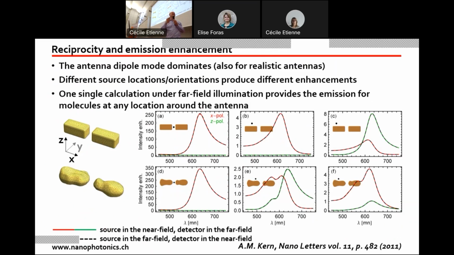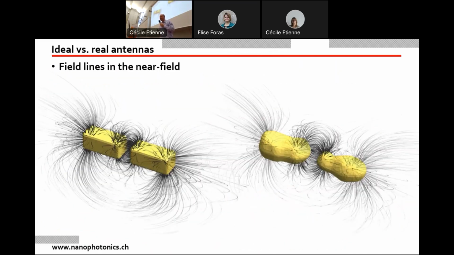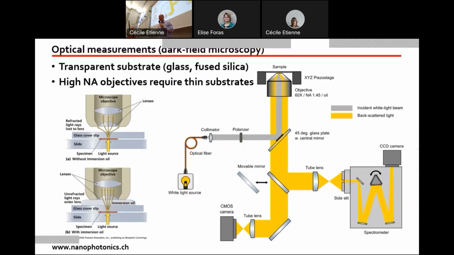So that's another way of checking that your calculation is correct, because it fulfills something very fundamental, which is called reciprocity. You can still look at them like normal electrical engineers. So look at the field lines, although this is just a few 100 nanometers long.